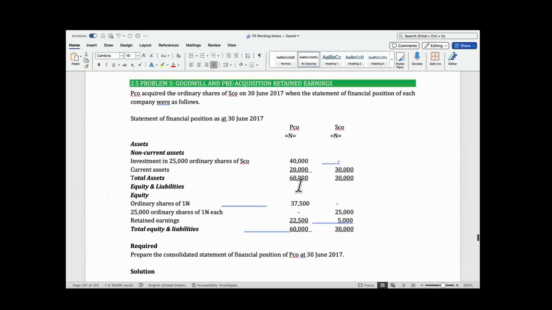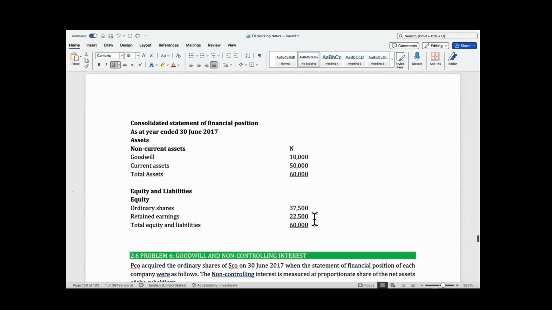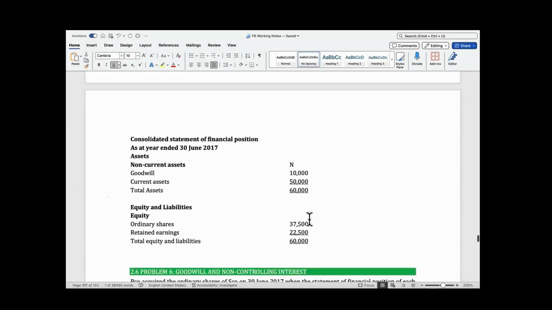And that's the only item you cancel out. Every other item, these current assets, you add together, along with the goodwill, the balance of 10,000 here, which consolidates. The share capital of the parent, you consolidate. Then the retained earnings, this 5,000 has been cancelled out because it is the same transaction with this 40K. Then we only consolidate this 22.5. And that's what we did here.